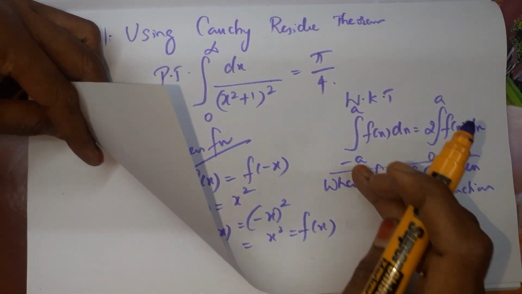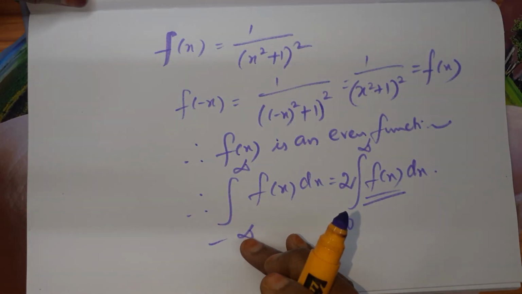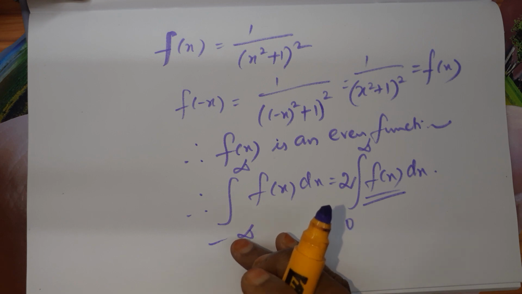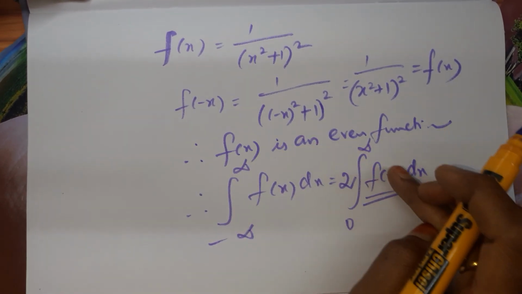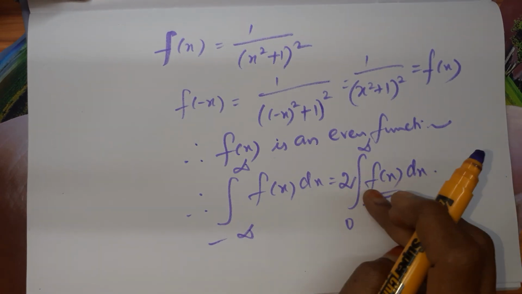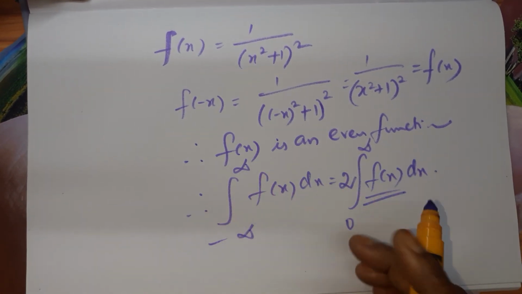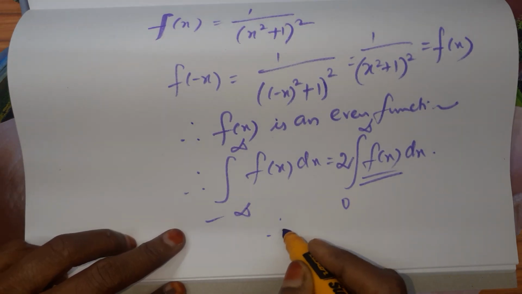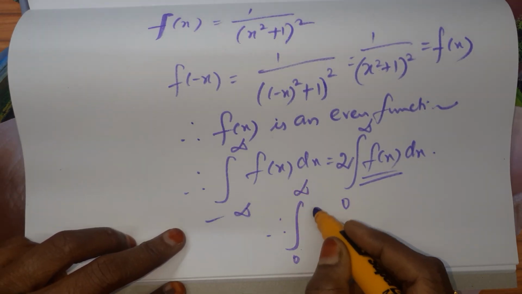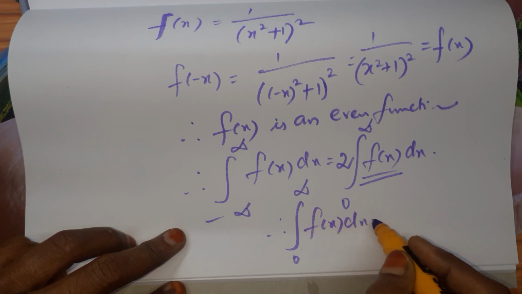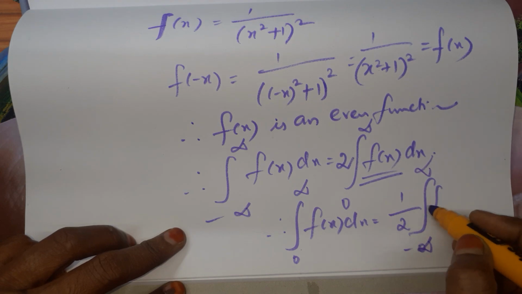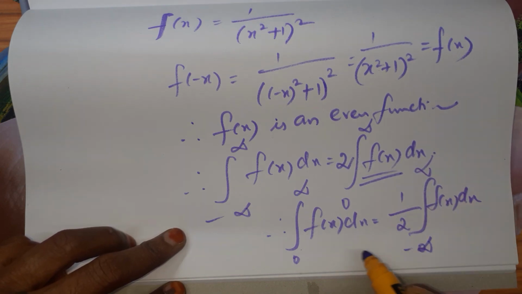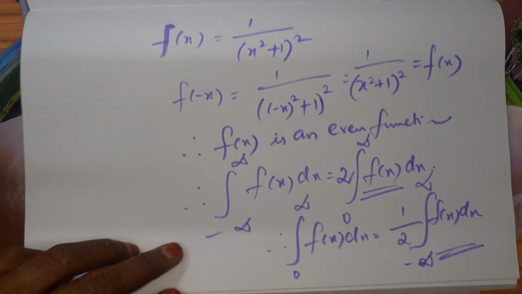I told you the property now, minus a to plus a. In the place of a, we have infinity here. So integral minus infinity to plus infinity f of x dx is equal to twice integral 0 to infinity f of x dx. We are going to find this one. So we can bring this 2 to the other side. So what is the final thing we can write? Integral 0 to infinity f of x dx is equal to 1 by 2 integral minus infinity to plus infinity f of x dx. So we are going to find this one first. In the answer, we are going to multiply it by 1 by 2.